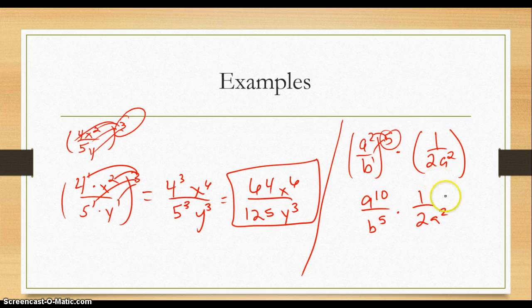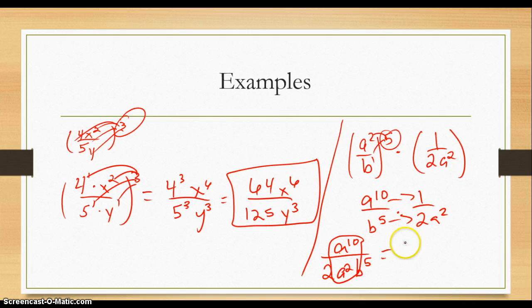So multiply across, go across first. So I get a to the 10th power over 2a to the second b to the 5th. Okay, now notice common bases. This isn't simplified yet. So common bases, so we'd subtract them. So that's saying a to the 10 minus 2, which is a to the 8th over 2b to the 5th. Once I take this from the denominator, it is gone. So that's why I'm left with 2b to the 5th here.